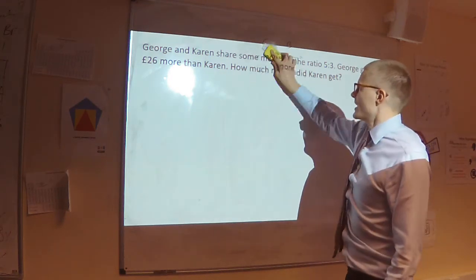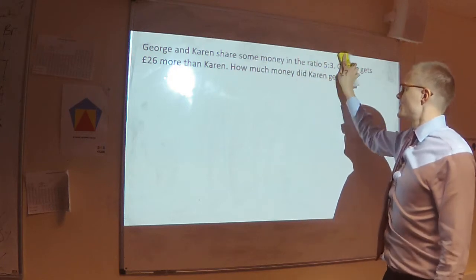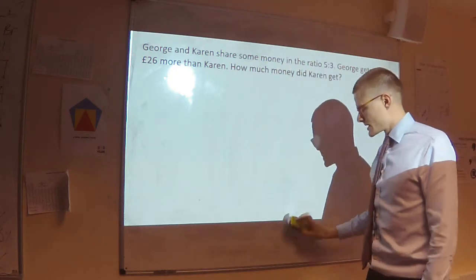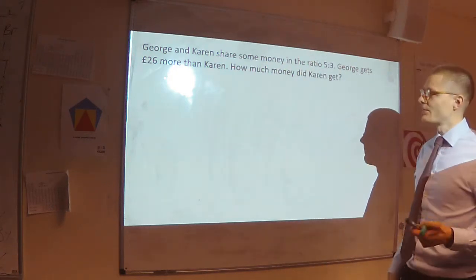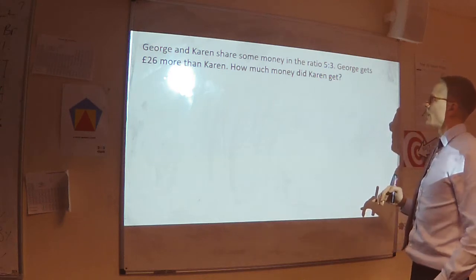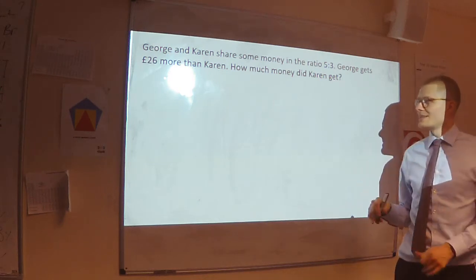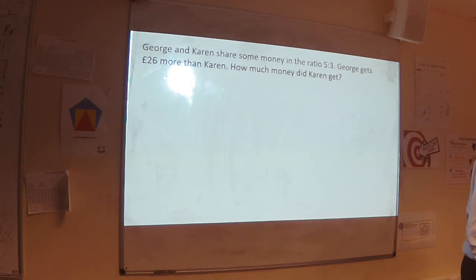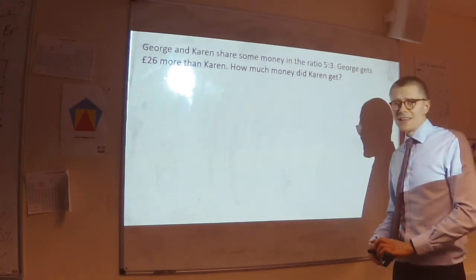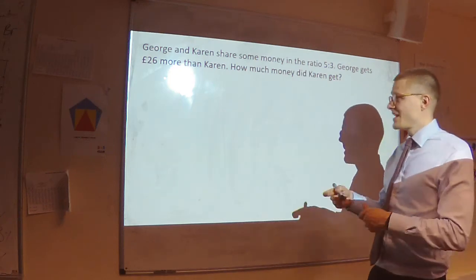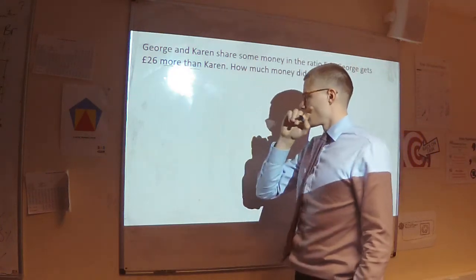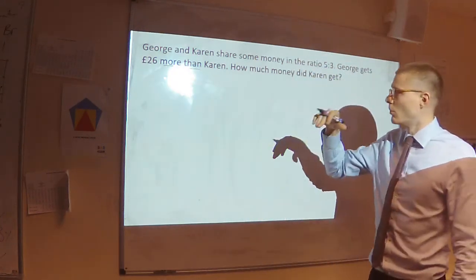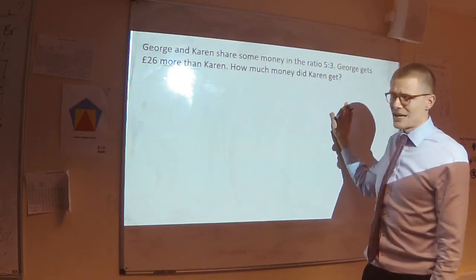This question is the first of our key tricks. So have a read of that question, obviously, but there's a key thing from here. George and Karen share some money in the ratio of 5 to 3. George gets £26 more than Karen. How much money did Karen get? Key thing here is this "more than". It tells us that I want to know how much more. I'm told how much more George gets than Karen.